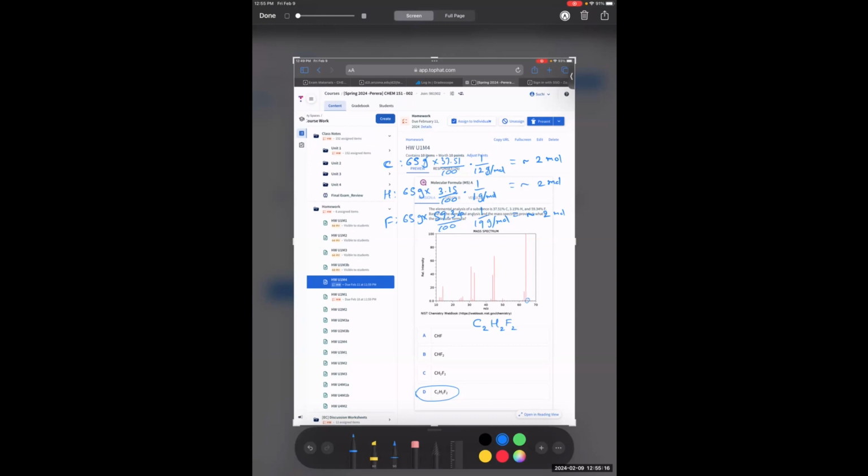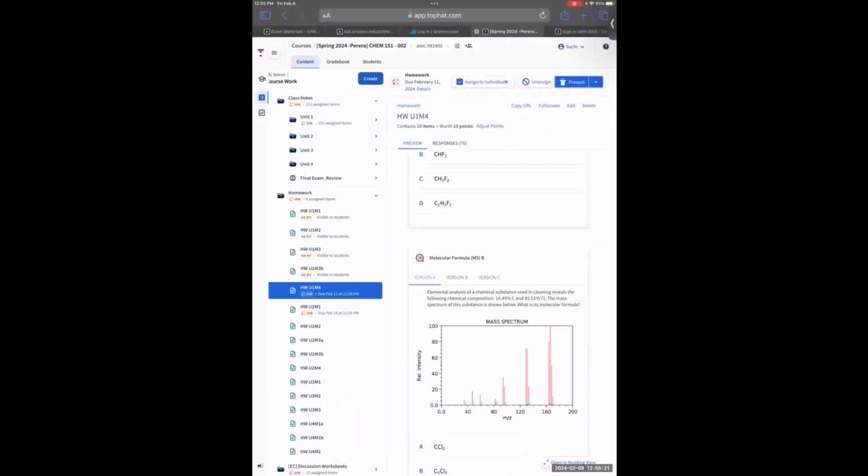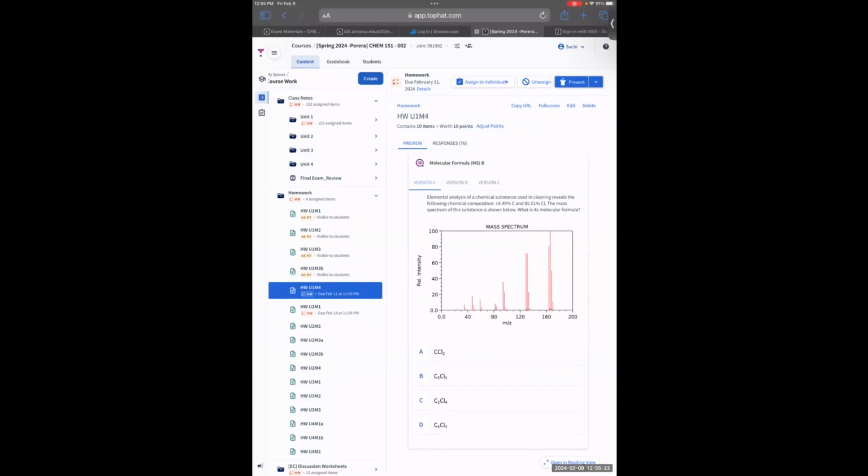That's it. All right, now that is that. Only one question is remaining. So it's a similar question. You are given the mass spectrum, and then the elemental analysis as well. Chemical composition means the elemental analysis, and then you are asked to find the molecular formula. You do the same thing as we did before.